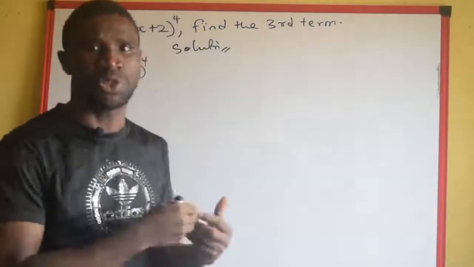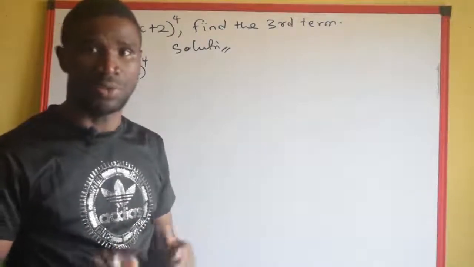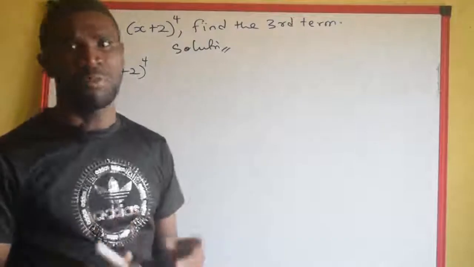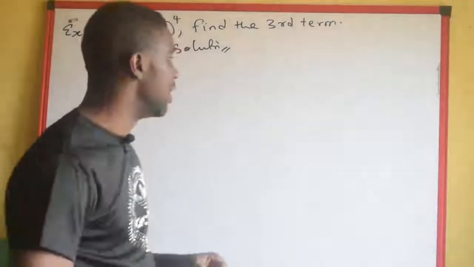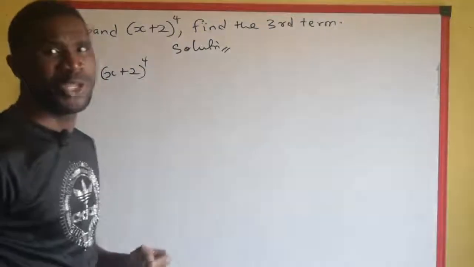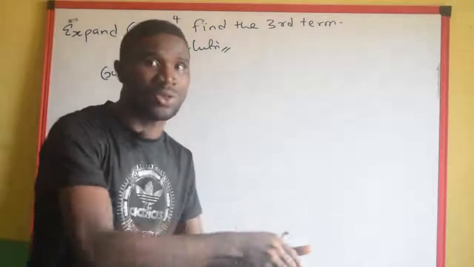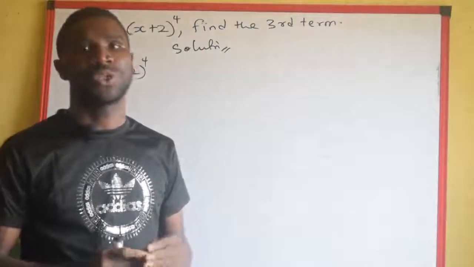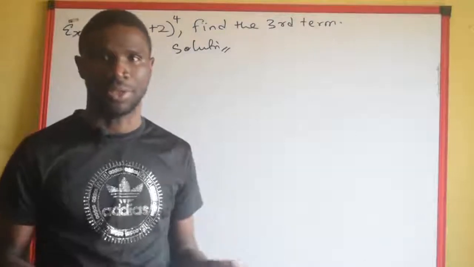If it's something like raised to the power 2, then I would advise the students to use FOIL. But in this case, where the power is 4, we'll make use of binomial expansion. Then what is that binomial expansion? In binomial expansion, we are going to handle two things. First of all, we are to expand first. After the expansion, we then use the concept of Pascal's triangle to handle the rest.